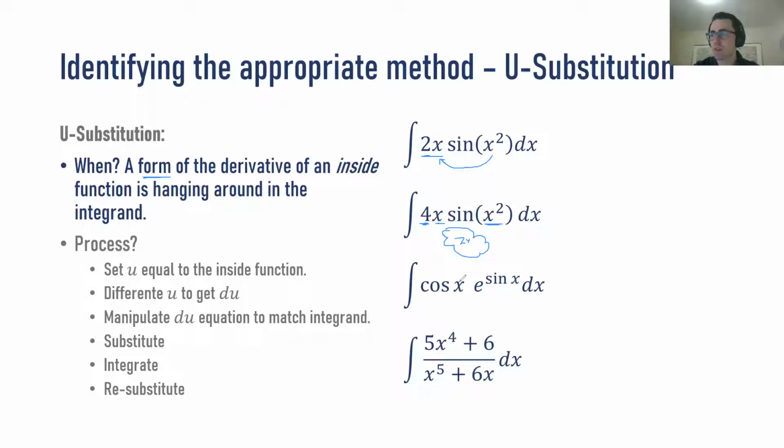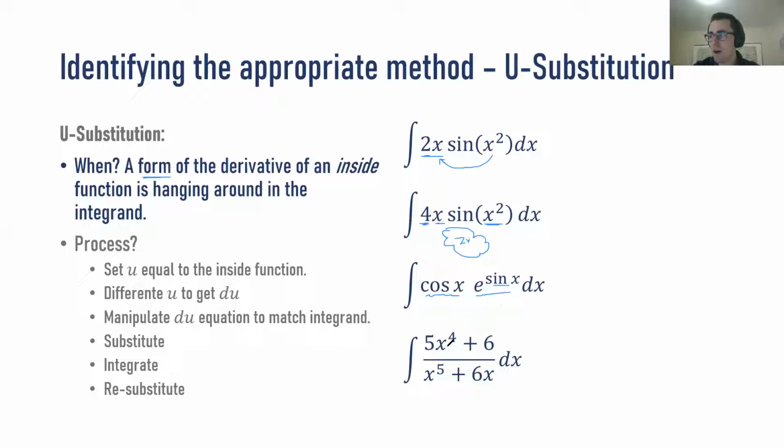Third one looks a little bit different. Here is actually a composite function. We have e to the sine of x, so sine x is my inside function. And then I do see the derivative of sine, which is cosine, hanging around on the outside.